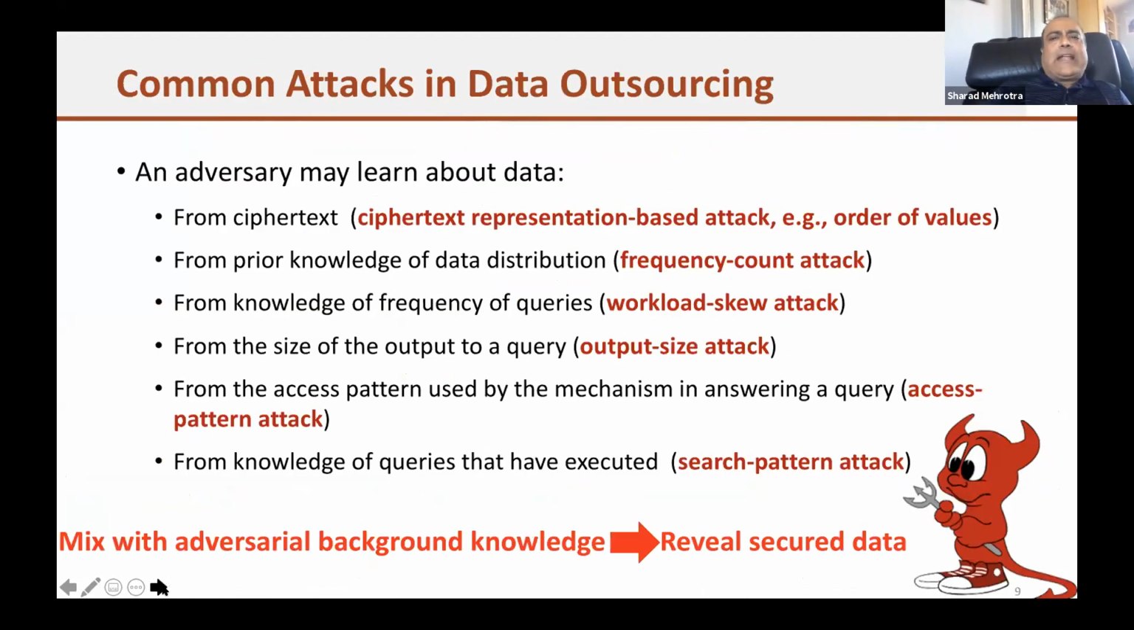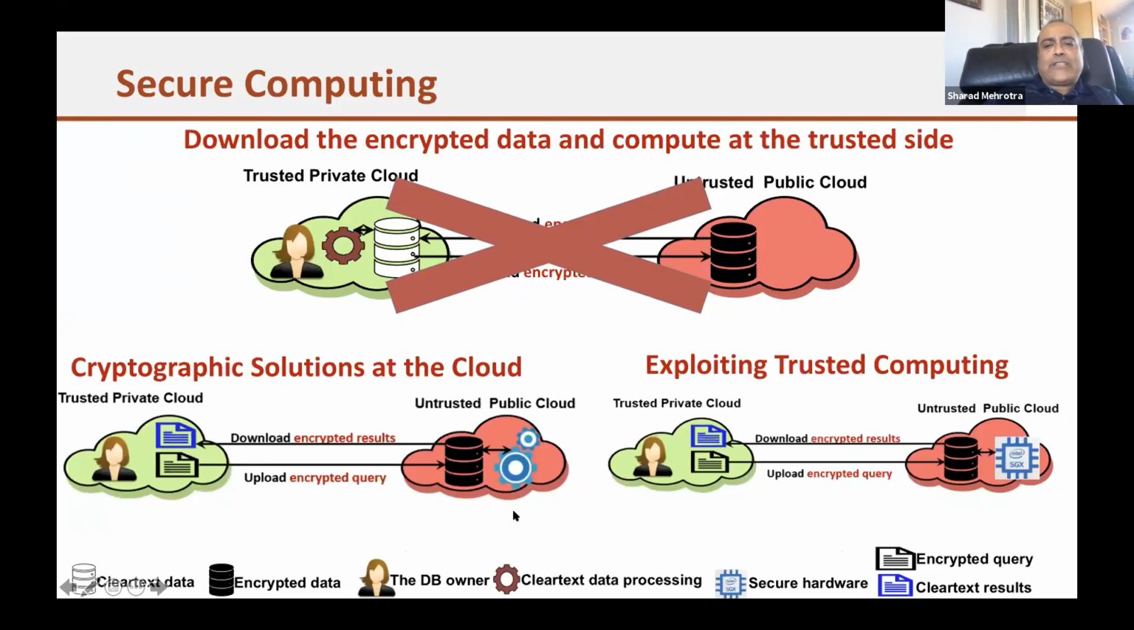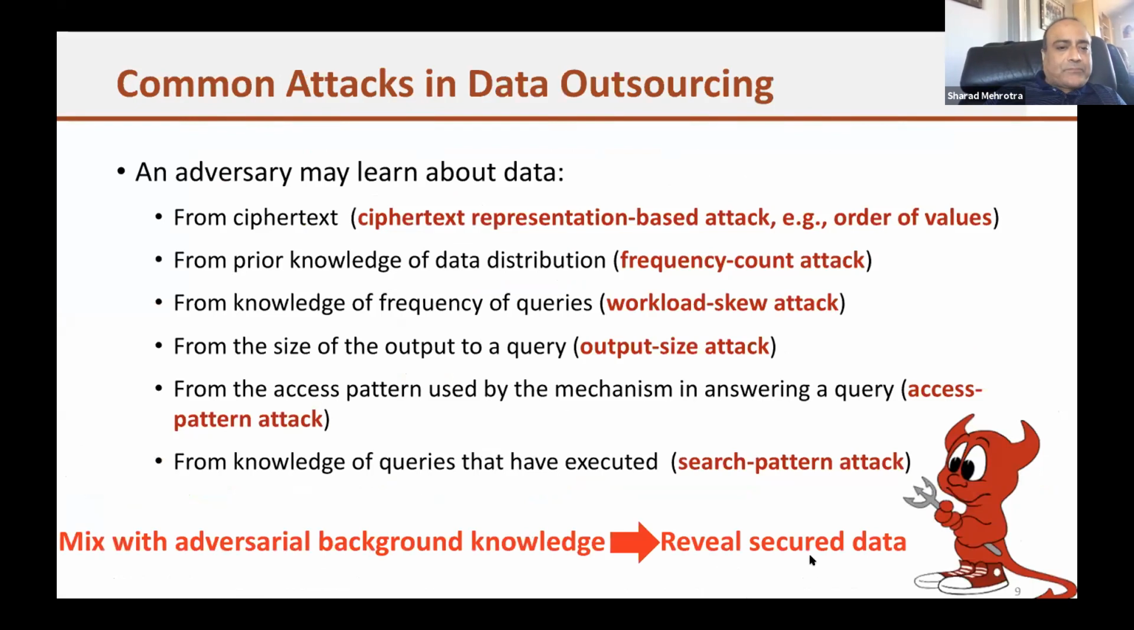So what are the kinds of attacks that happen in the data outsourcing situation that one has to worry about in designing approaches? Remember, we are trying to design either cryptographic approaches that support query processing on top, or we are using a secure hardware on top of which query execution can happen. But what do these techniques have to guard against? That's the question. There are several possible attacks.